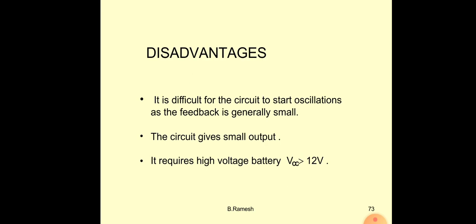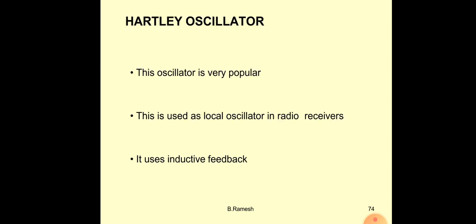Disadvantages: it is difficult for the circuit to start oscillation as the feedback is generally small. So the amplifier gain must reach 29 dB, only then does the oscillation start in the circuit. The circuit gives small output. It requires a high voltage battery. To produce more gain, it requires more bias voltage.